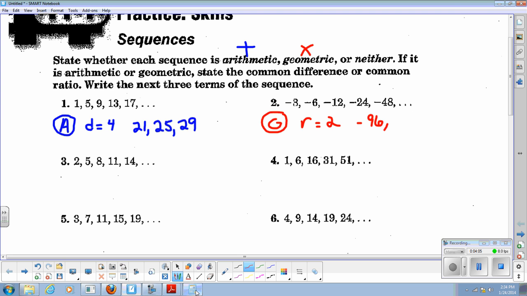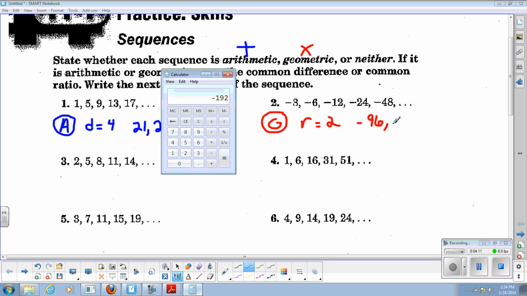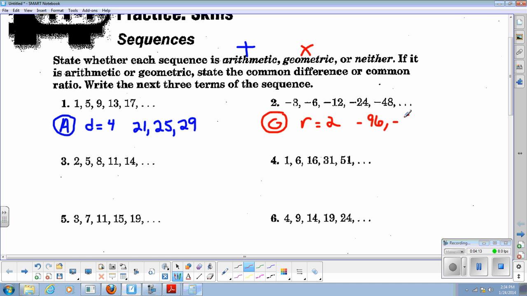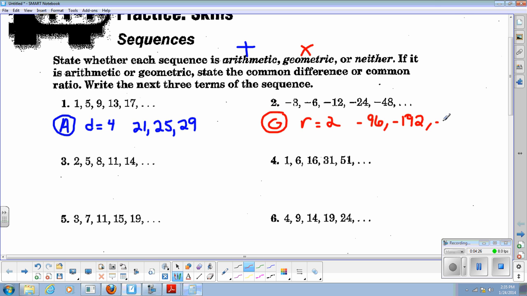I'm now going to take that negative 96 times 2, and I get negative 192. Then lastly, one more time, take it times 2 again, and I get negative 384. So now I have identified one arithmetic sequence and one geometric sequence.